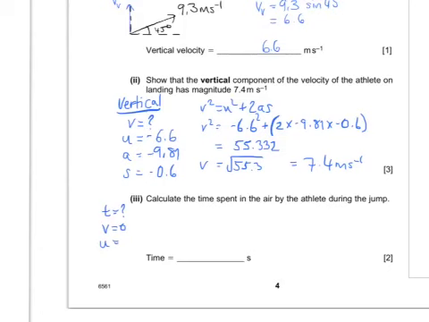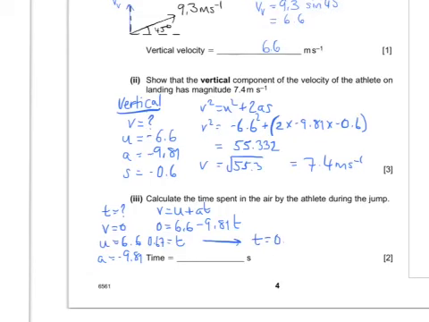Our initial velocity is 6.6, and our acceleration due to gravity is minus 9.81. So the equation of motion we're going to use is v equals u plus at. Let's fire in the numbers there. 0 is equal to 6.6 minus 9.81 t. So t works out to be 0.67, which really we can only write as t is 0.7.